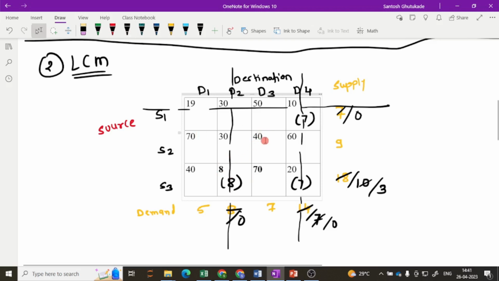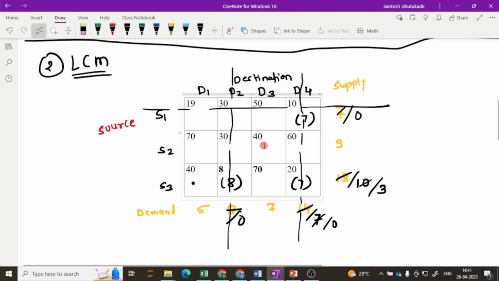So the minimum value is 40, but 40 is at two locations. Here it is also 40, here it is also 40. Now in this case, we have to check where we can give the maximum allocation. For example, suppose we consider this 40, then here supply is 3 and demand is 5. So in this case, for this 40, supply is 3 and demand is 5, so we will give the maximum allocation of 3.